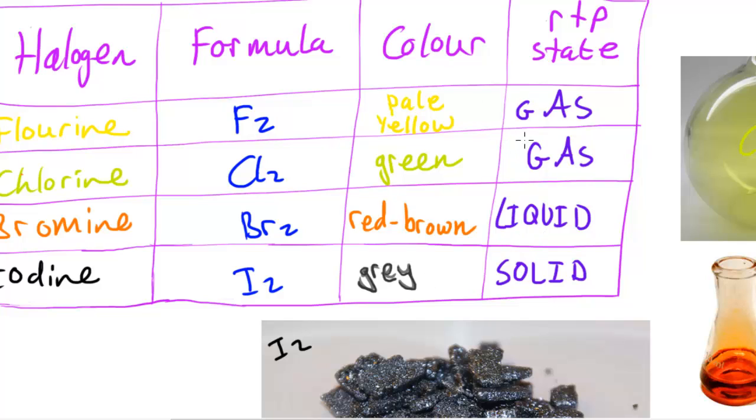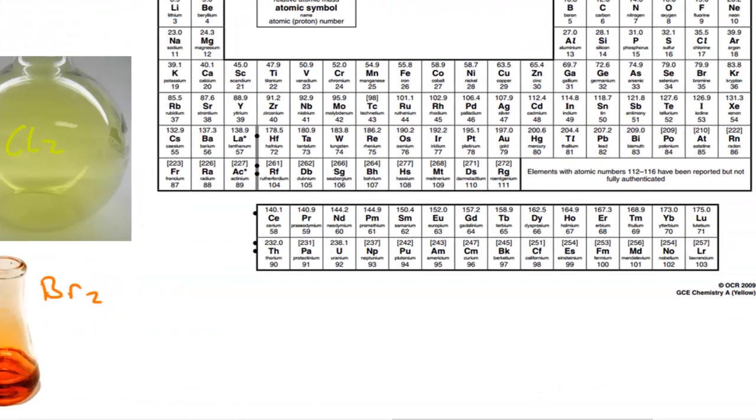Now, one of the things I want to talk about in this video, apart from all these different aspects of it, is the reason behind the fact that some are gases, some liquids, and some solids. I mean, they're all group 7. How come they change state? So I'm going to be talking about the reason behind that in this video.